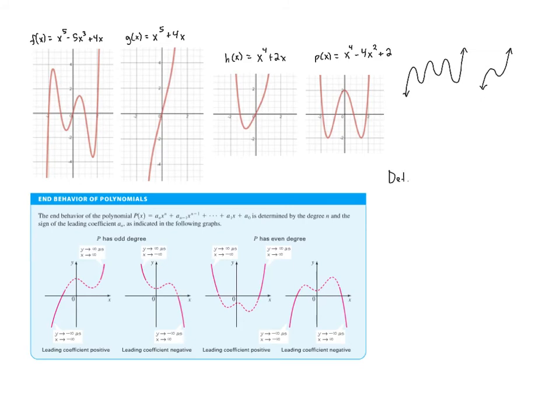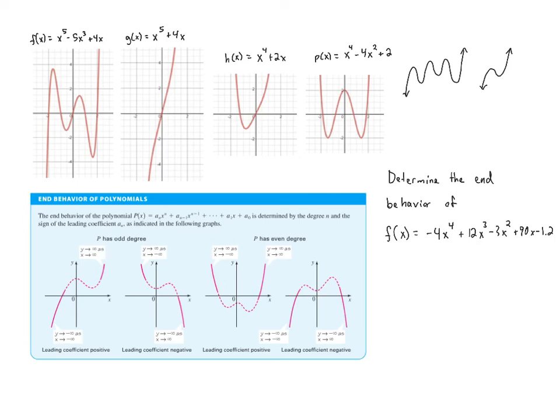So let's determine the end behavior of f of x equals negative 4x to the fourth plus 12x cubed minus 3x squared plus 90x minus 1.2. Now there's a lot going on here, including a coefficient of 90, which is quite large, but only one of these terms has any impact on the end behavior. Can you figure out which one it is?